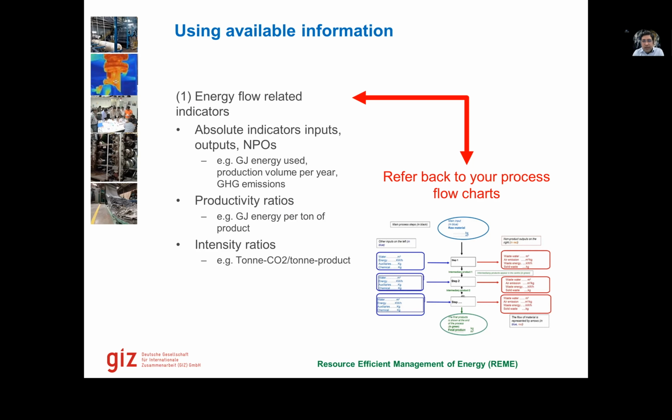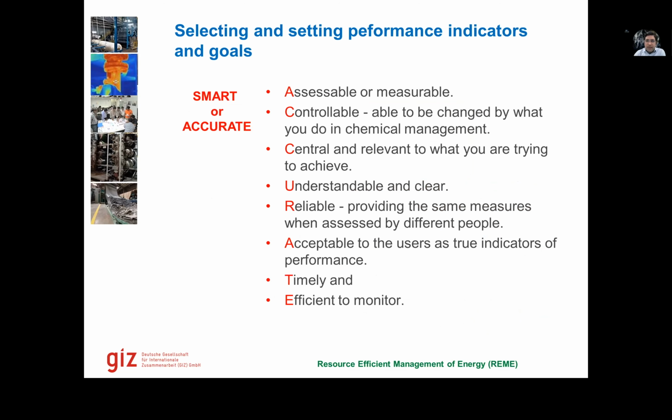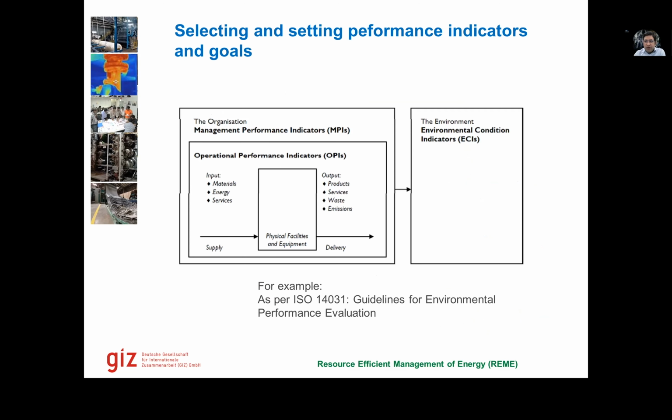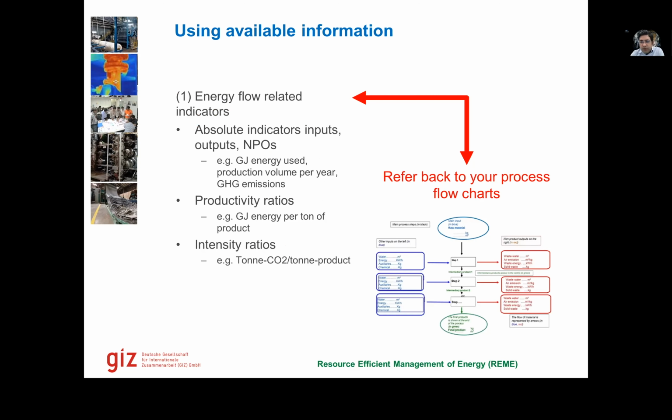And then come the intensity ratios. These are related to the impact. Remember this right hand side box, the environmental condition indicators. This is where these fit in. So tons of CO2 emitted per ton of product, or kilograms of particulate matter released in air from the boiler per ton of steam, for example. So these kinds of indicators, intensity ratios, we could also develop.